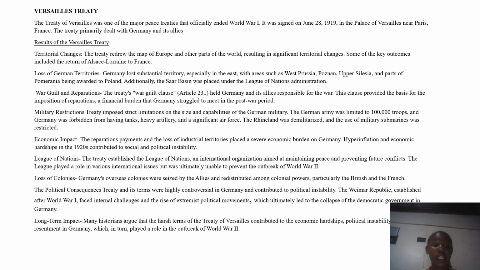Then the League of Nations. The treaty established the League of Nations, an international organization aimed at maintaining peace and preventing future conflicts. Germany lost their colonies. Germany's overseas colonies were seized by the Allies and distributed among colonial powers such as Britain and France. The political consequences: the treaty and its terms were highly controversial in Germany and contributed to political instability.